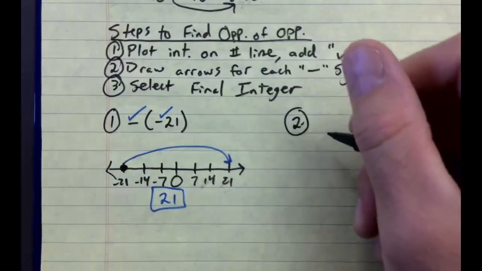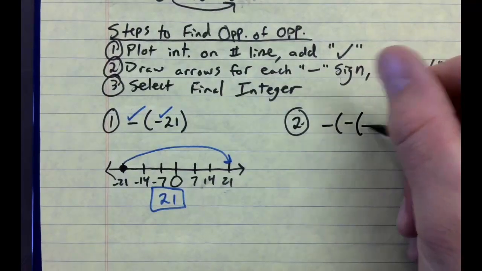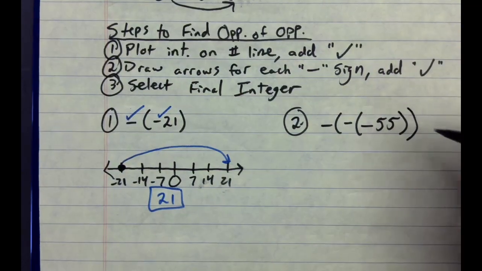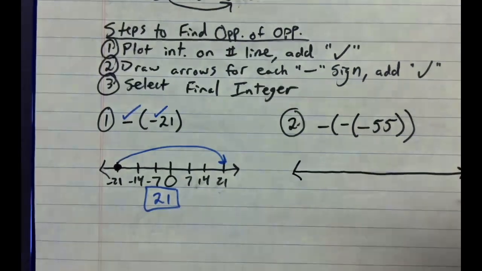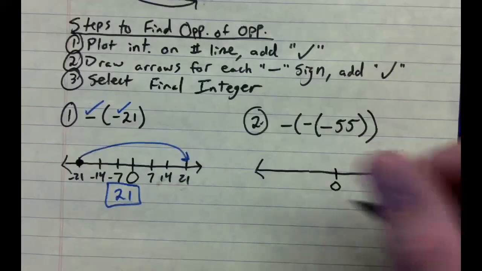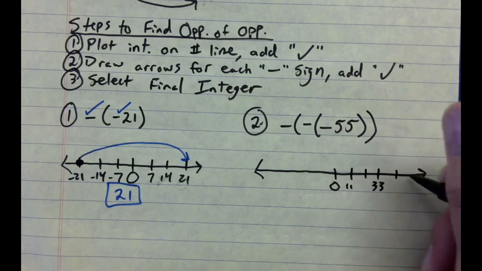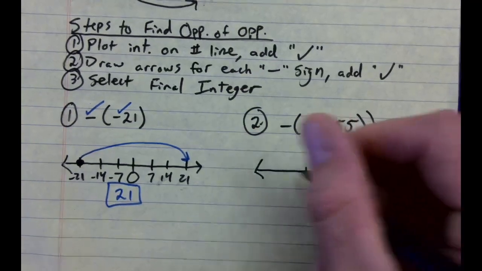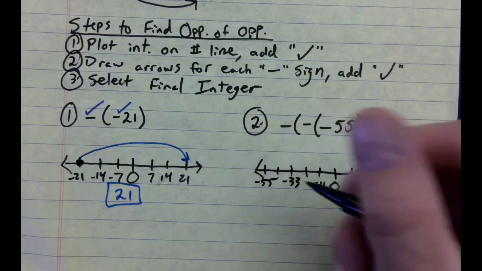Number 2 is the opposite of the opposite of the negative 55. All right, so start by skipping 2 lines so that we have enough room, and we know that all number lines start at 0. And then we'll go up by 11. So 11, 22, 33, 44, 55. All right, and then negative 11, negative 22, negative 33, negative 44, negative 55.